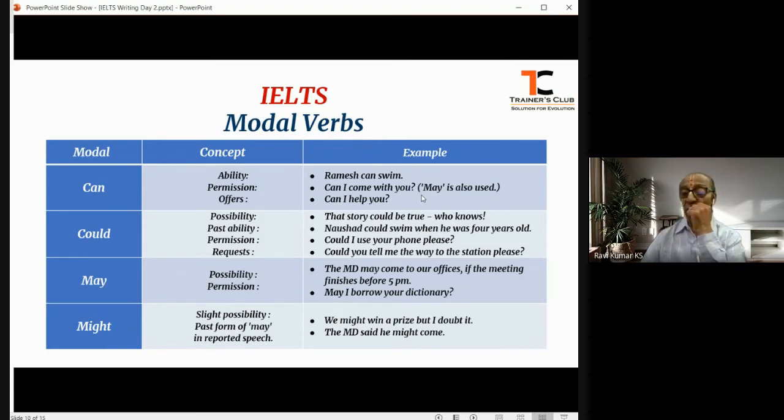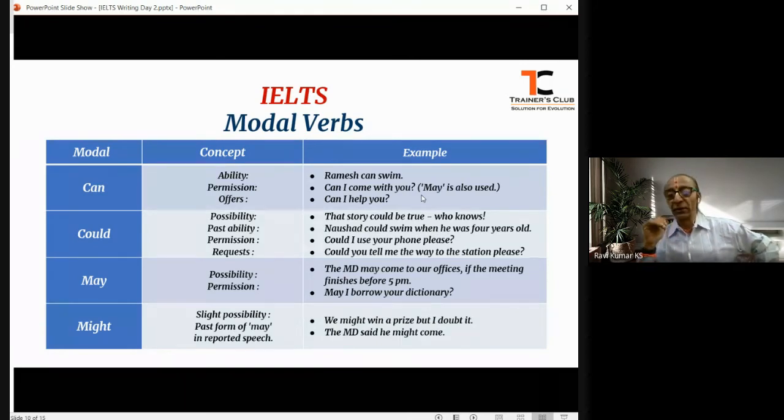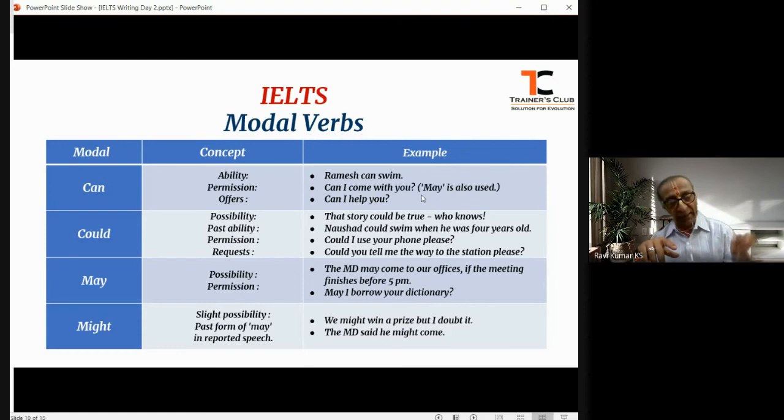That means if we are using could to explain someone's past abilities, that means the ability displayed in the past tense when they were young. So you can say that Naushad could swim when he was just 4 years old. But now he is 40 years old, he cannot swim. Is that so? No. He can swim now also. The thing is that the past ability, when he was 4 years old, in that younger age itself, he could swim. So why can't he swim now? He's a very good swimmer.